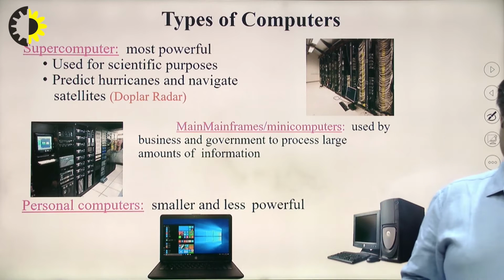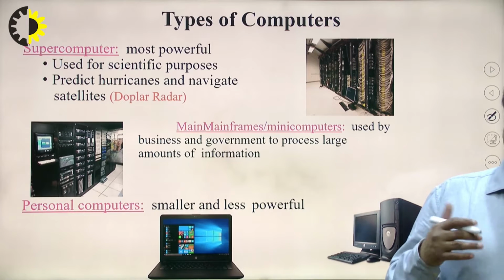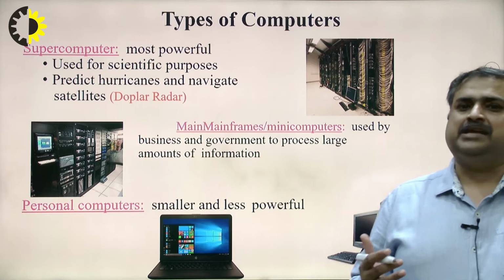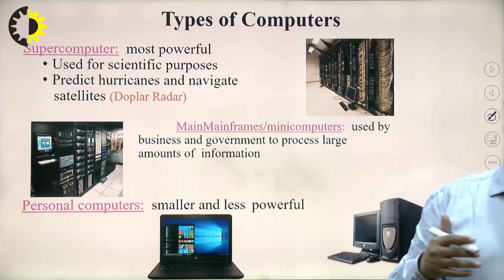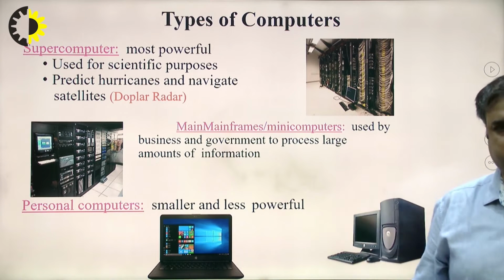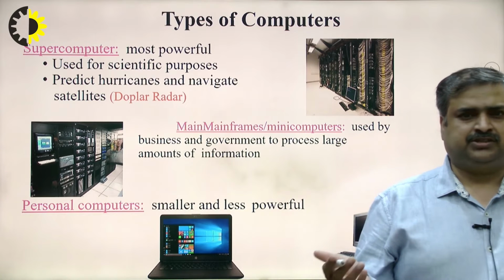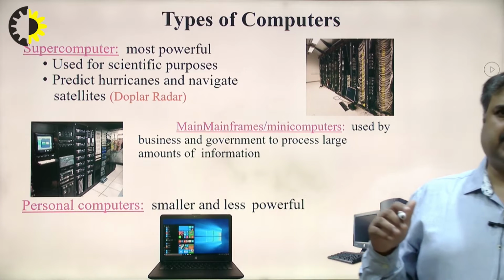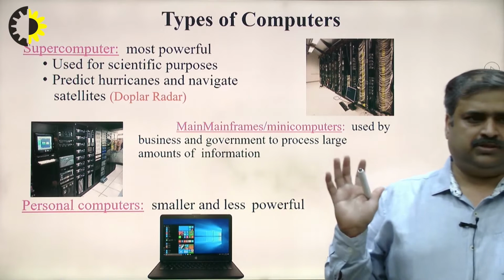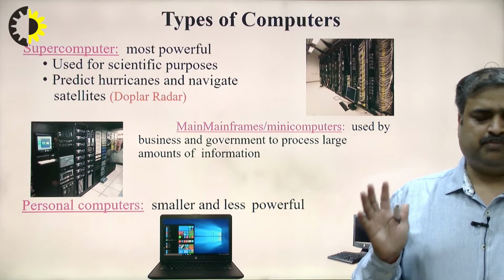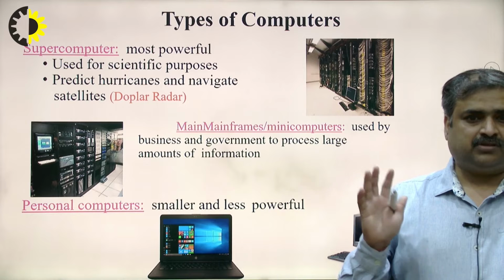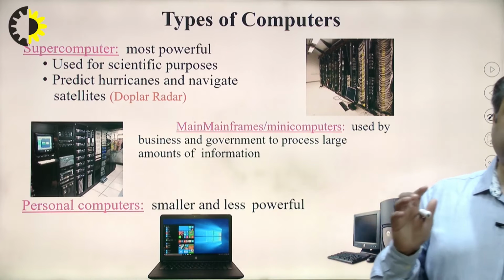Now, types of computers. Depending on the job and its performance, computers are divided into different types. On top, supercomputers are the most powerful, and they are generally used for scientific purposes, like weather forecasting and different kinds of decision expert systems. They use supercomputers for scientific tasks which require very complex calculations within a very small span of time.